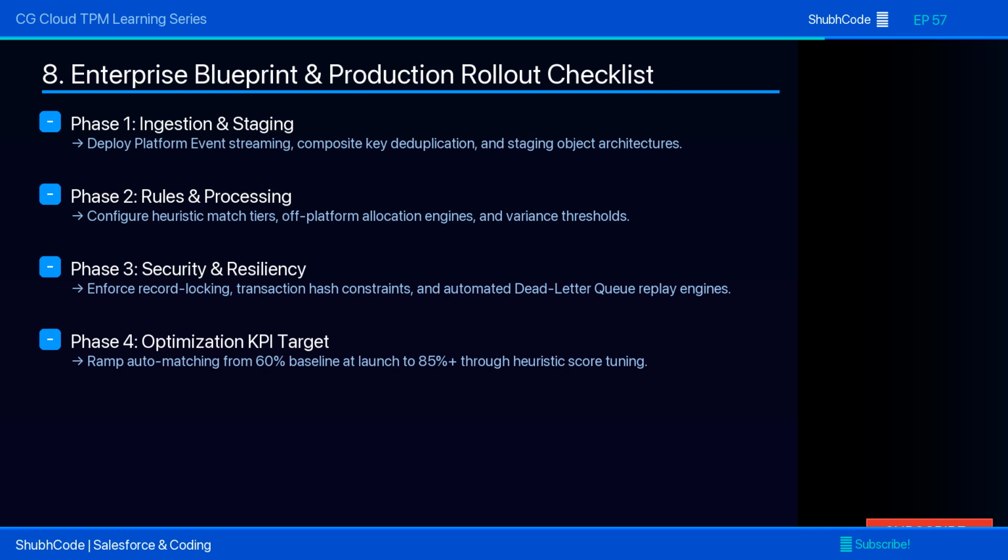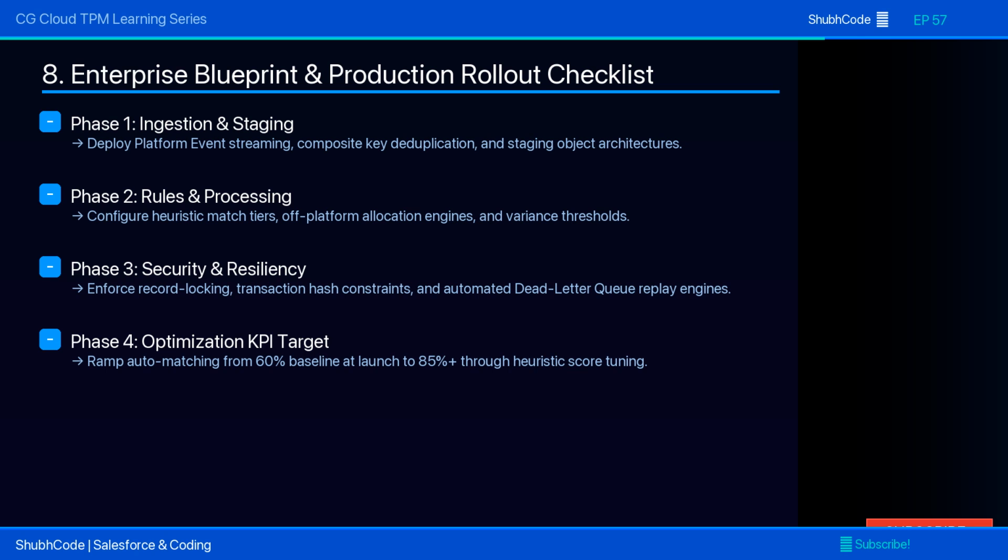To wrap up this masterclass, here is your production blueprint for success. Step 1. Establish your high-speed event streaming ingestion using platform events and staging objects. Step 2. Configure your multi-tiered heuristic matching rules inside custom metadata and deploy off-platform processing services for high-volume multi-tactic allocations. Step 3. Implement double-entry protection with transaction hashing and record locking. Step 4. Build a robust dead-letter queue and replay framework using MuleSoft and Salesforce replay IDs so that network glitches never lead to dropped financial disputes.